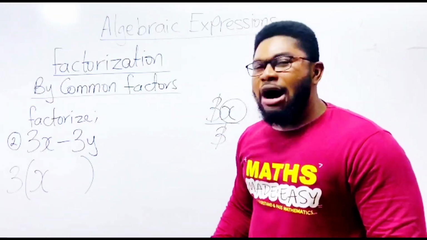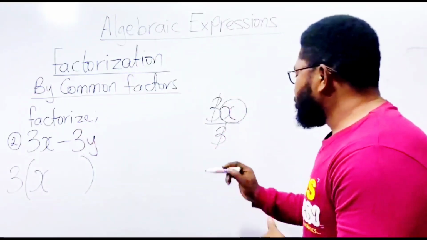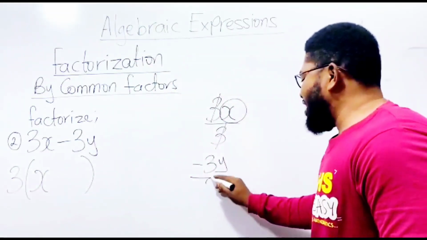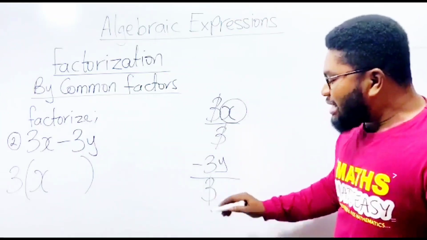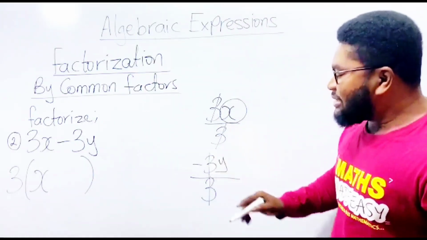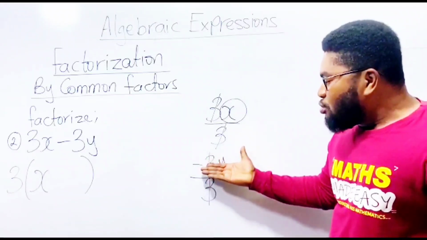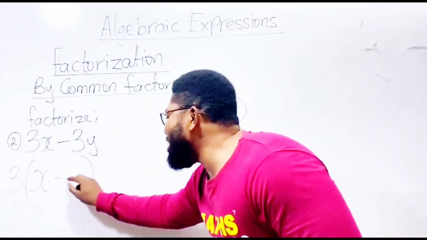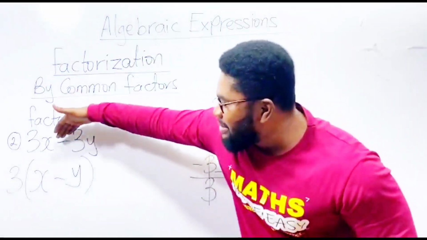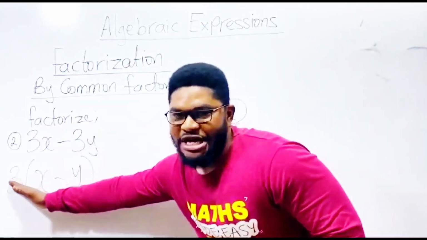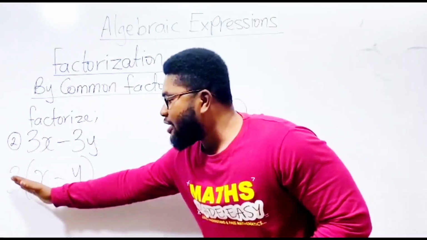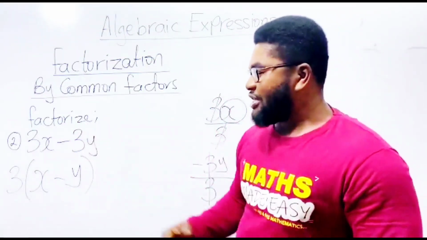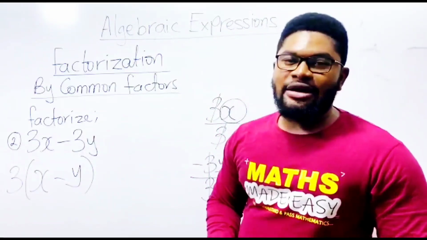Now, let's go on to our next term, which is minus 3y. So minus 3y, all divided by the common factor, which is 3. Now, the common factor 3 will cancel 3, and minus 3 gives minus 1. So we'll have minus 1y, which is minus y. This is to say that minus 3y divided by 3 will give us minus y. So our final answer for this question will be 3 into bracket x minus y.